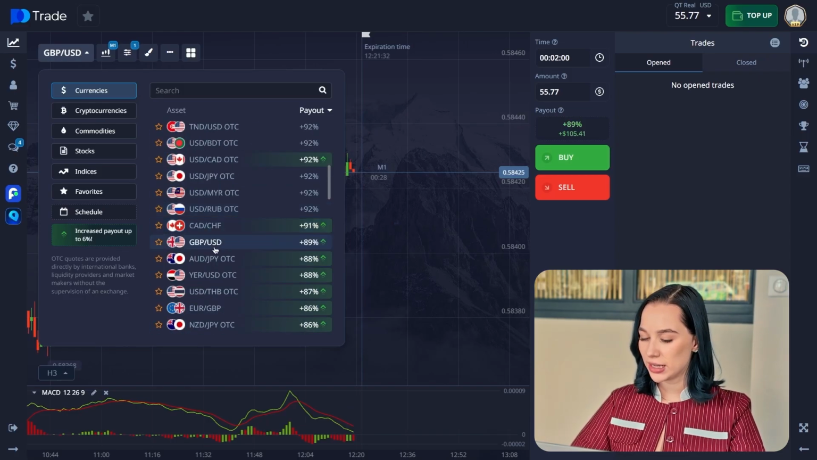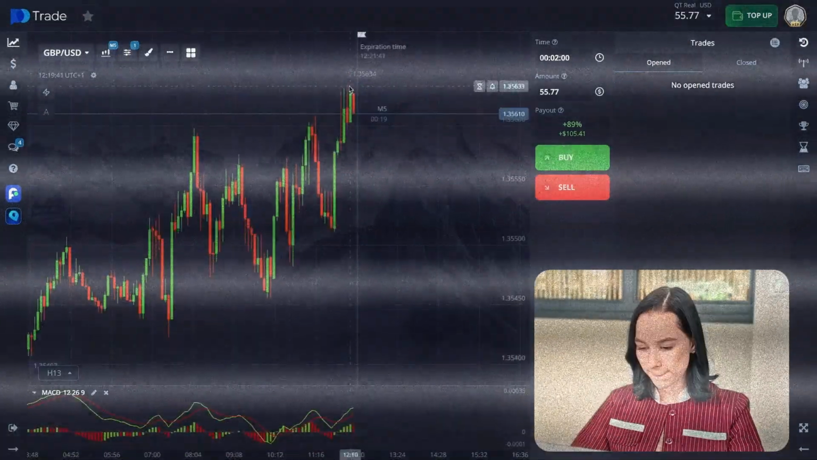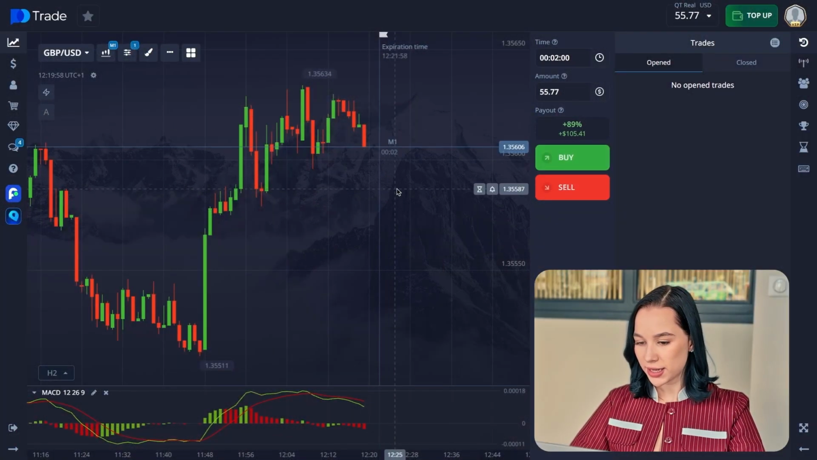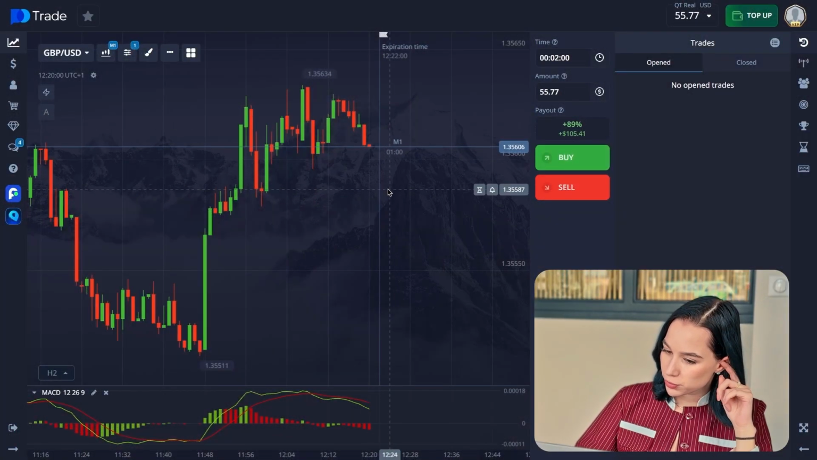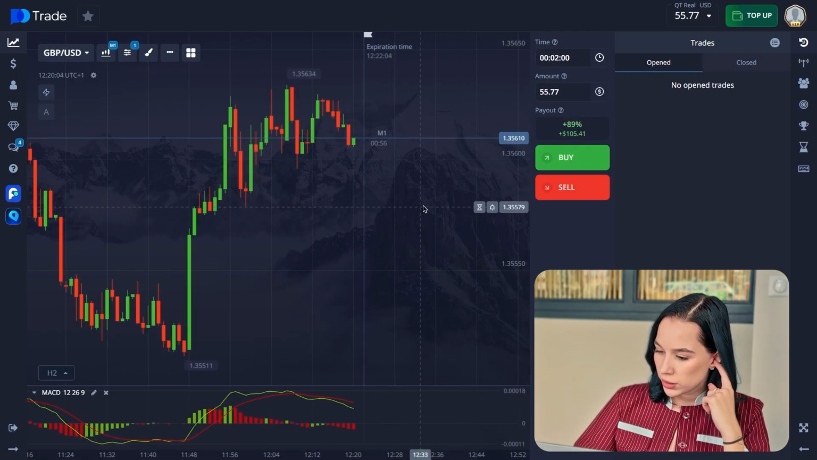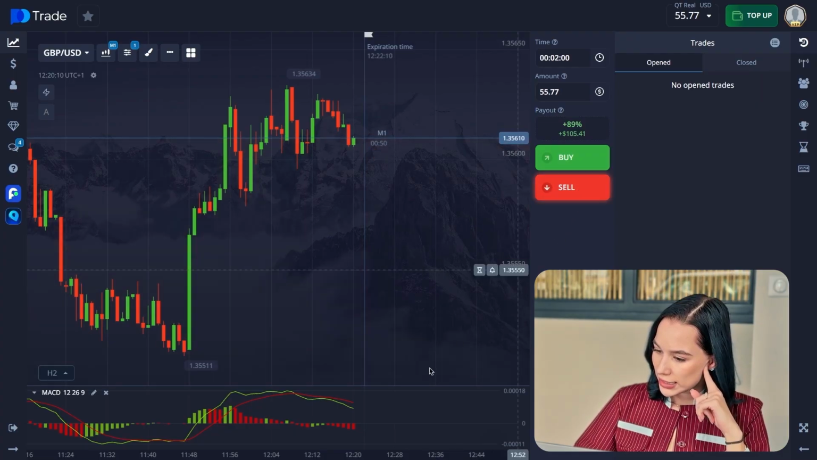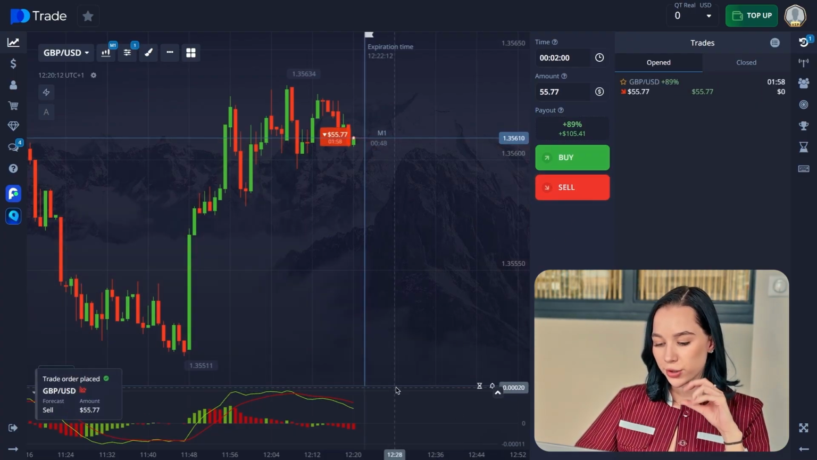There are not that many currency pairs in the real market with a good payout also. So it's not that bad a situation, and we can see it was an upward trend before. It achieved this resistance level, and now most probably, of course, it will go in the downward direction. So we're gonna open here a sell trade for 2 minutes. I was just waiting for a good entry point.